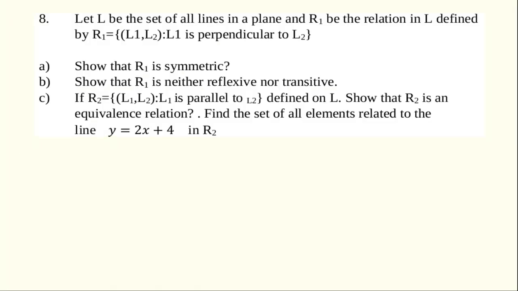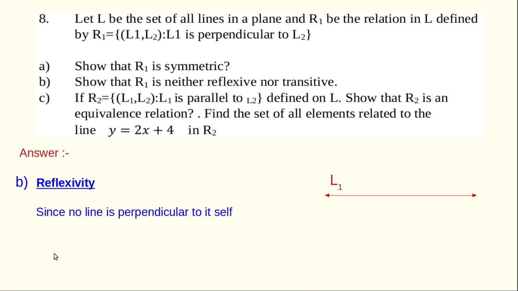Now, what about the reflexivity and the transitivity? Okay, this is a line L1. Is this line perpendicular to itself? Never. One line cannot be perpendicular to itself. Therefore, the relation is not reflexive.